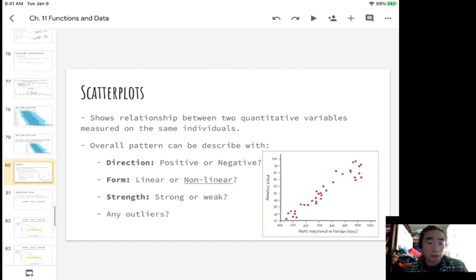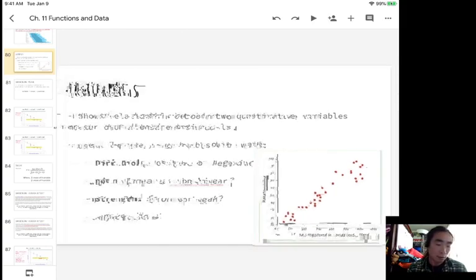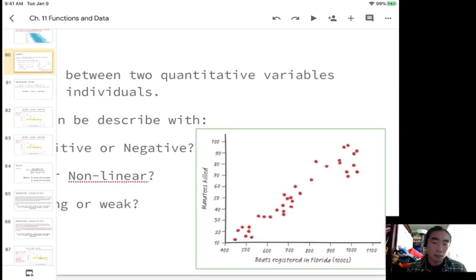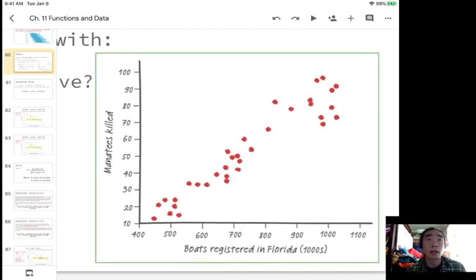Scatter plots, okay, if you remember, they are graphing two variables, one on the x-axis and one on the y-axis. In front of you is an example scatter plot. If I zoom in, you can see the x and the y-axis. X here is boats registered in Florida, measured in the thousands. The y-axis is manatees killed. You notice there's a bunch of dots. Yes? And there's some patterns you can determine from here.